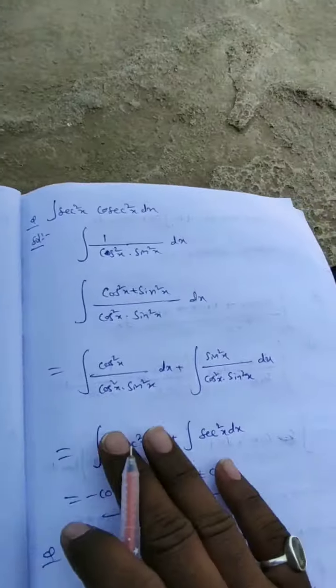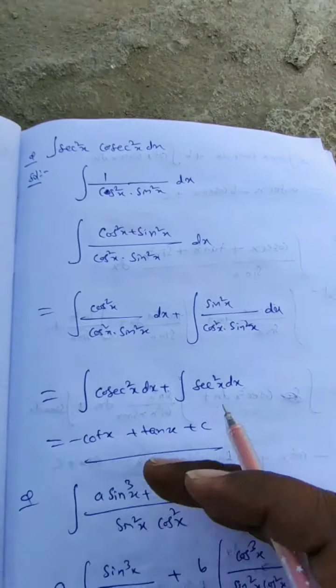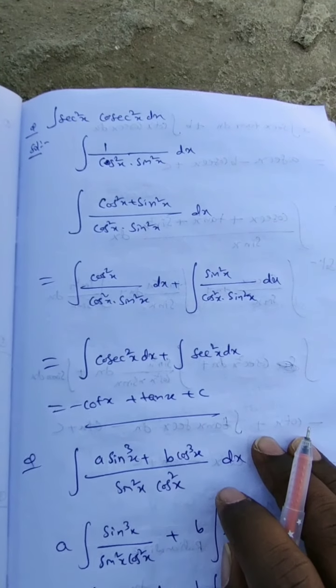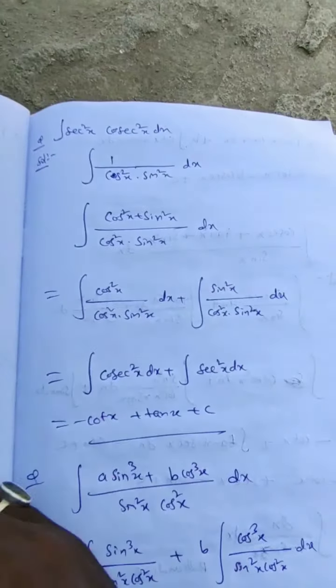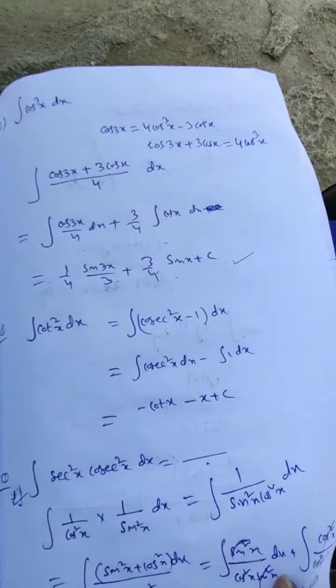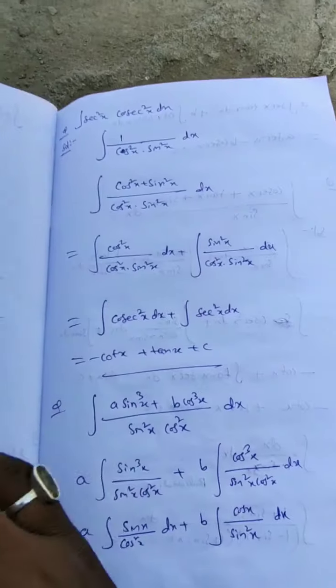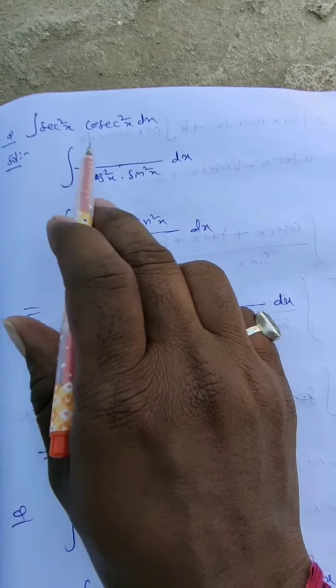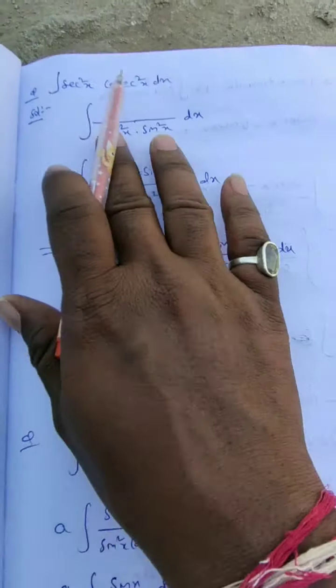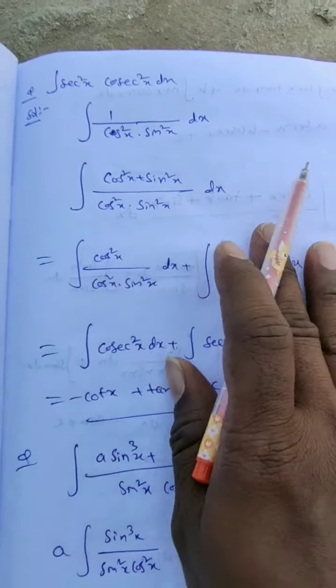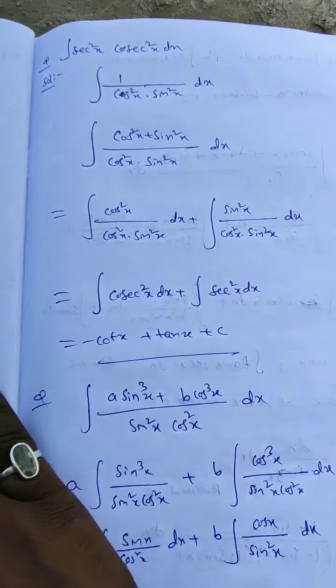Okay, now let us discuss another question. Yeah, I have done the same thing here. If you do not understand, you can see here sec square x cosec square x, same thing. I have repeated these points. I just separated and I have done this. Okay, that is over.